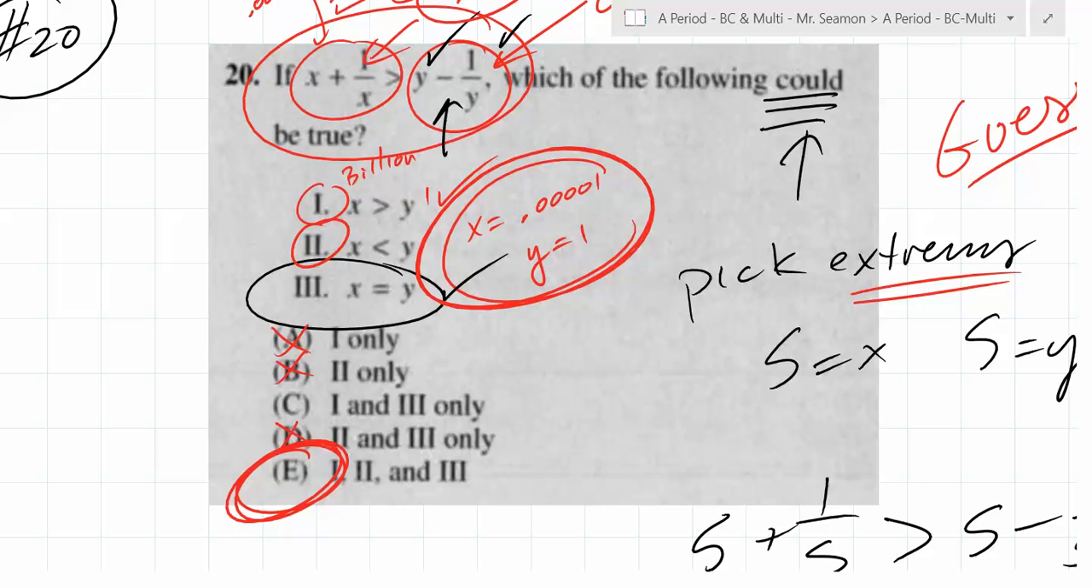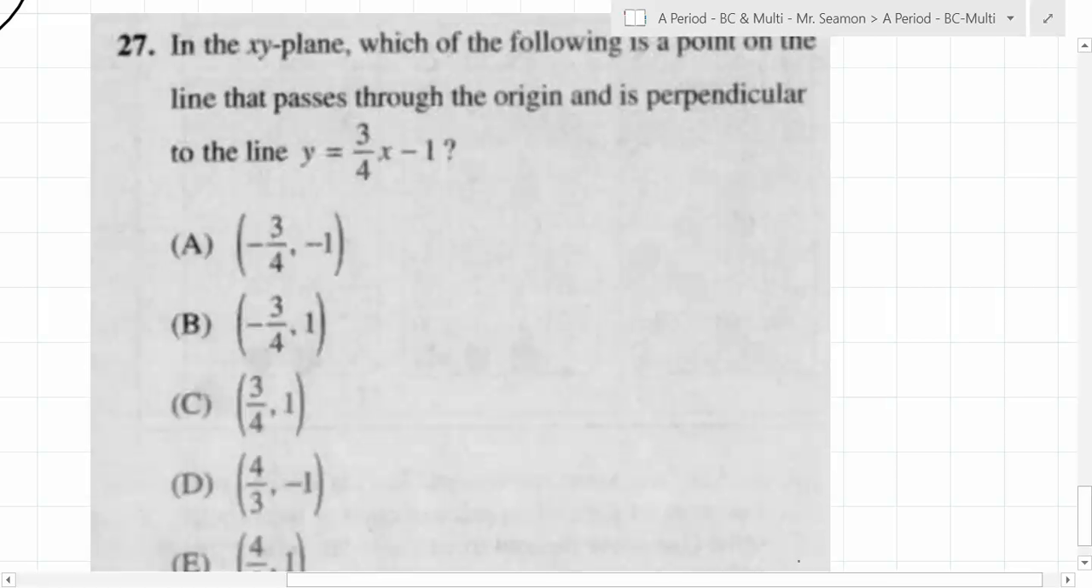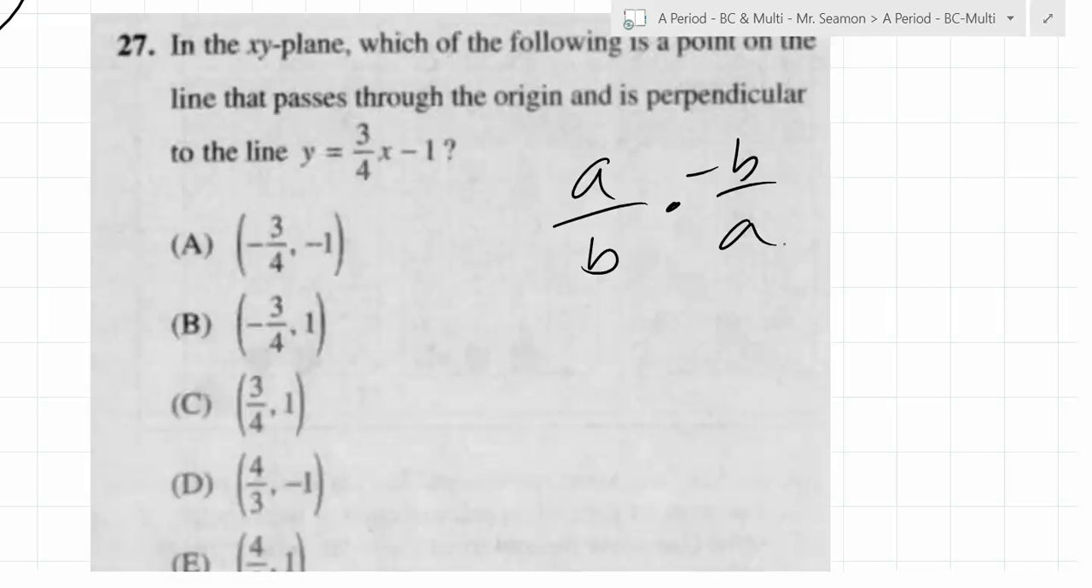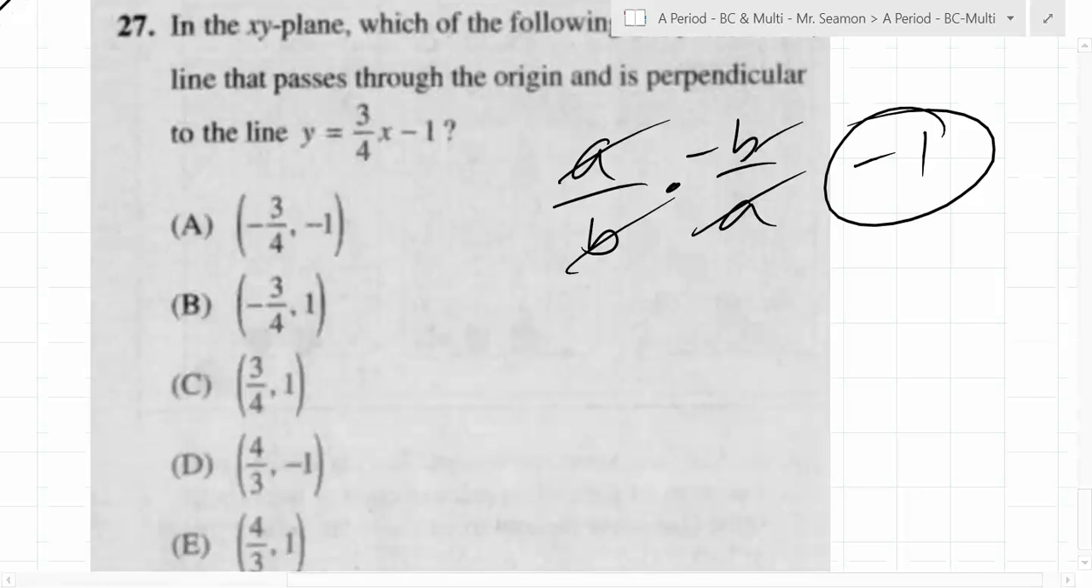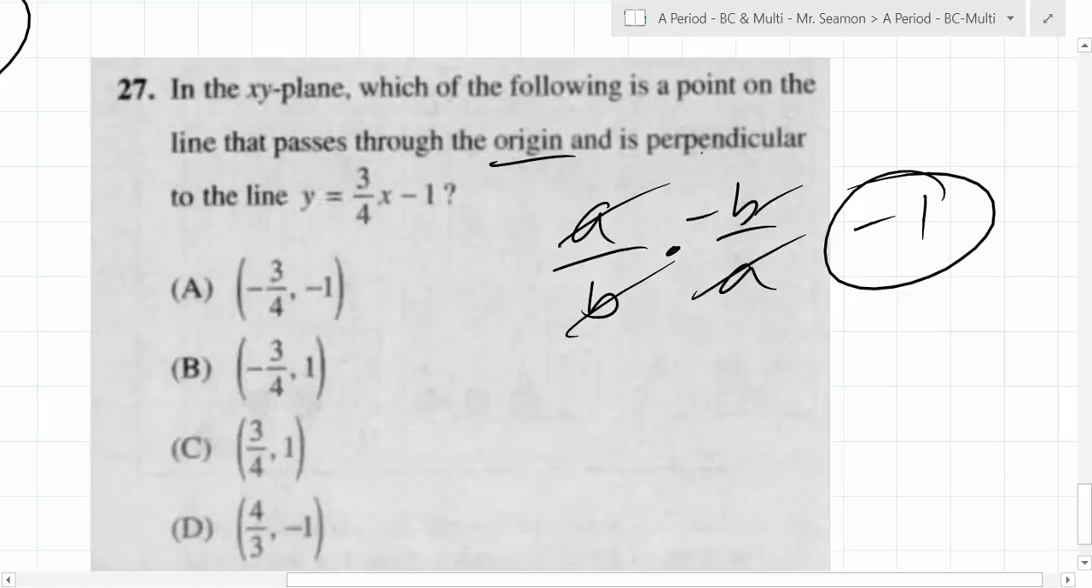Absolutely. Same slope. They're perpendicular if they have what? Opposite reciprocal. So if the slope is a over b, for example, what's the opposite reciprocal of a over b? Negative b over a. The better way, honestly, to remember this is two lines are perpendicular if their slopes multiply together to get what? -1. Just remember -1. They have to multiply together to get -1. So they're asking which of these points is on the line that passes through the origin and is perpendicular to this line. So if you want to know if a point is on a line, you better have the equation for the line, right?